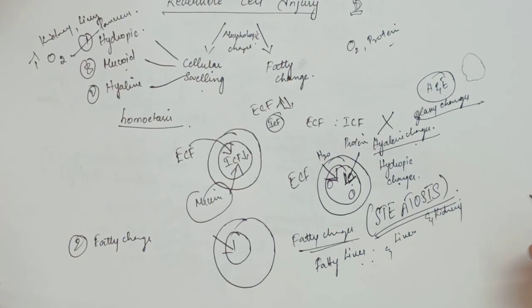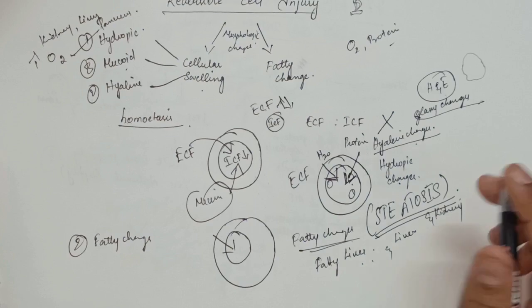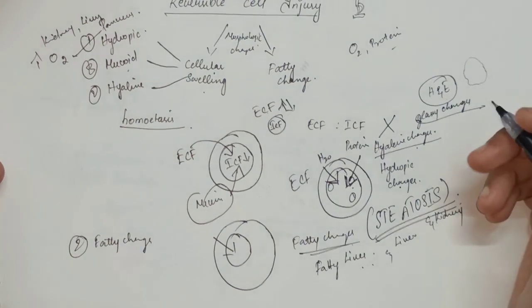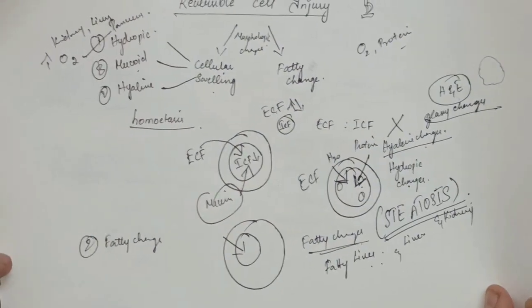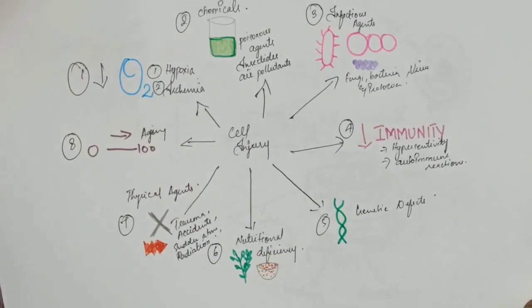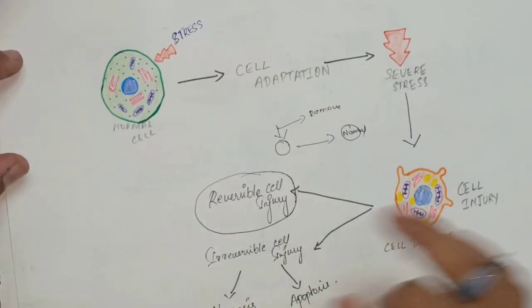Okay, let's have a brush up from the starting. This is your important essay question. It can be asked frequently in all your university exam papers. So let's have a brush up once again of the whole entire topic. So first of all, a normal cell. Okay, let's take a normal cell.